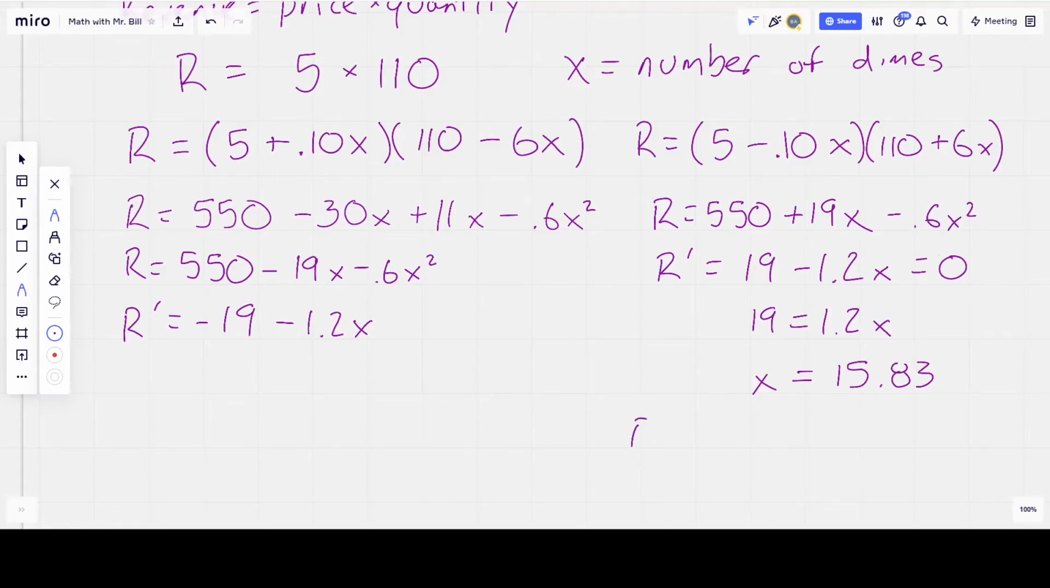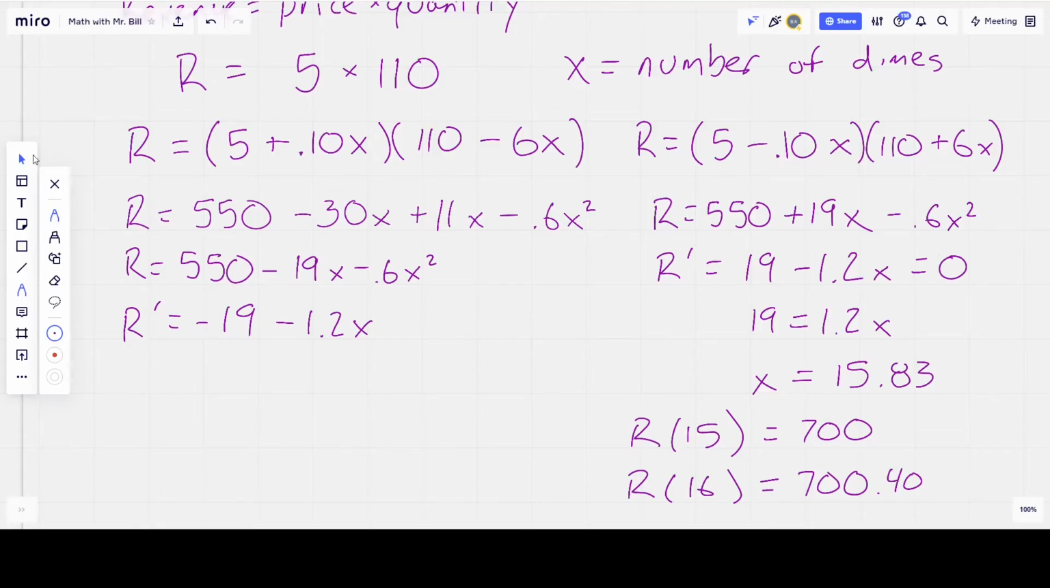We can't sell 0.83 items, so we have to look at what the revenue is going to be for 15 and 16. So when we plug 15 into our calculator, if we plug 15 into R, we end up getting $700. But if we plug in 16 into R, we get $700.40.